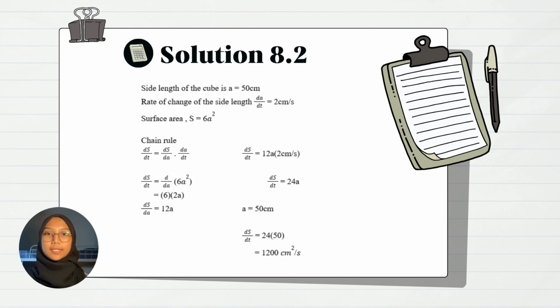The question is, an engineer is tasked with designing a cube-shaped satellite where all faces are covered with solar panels to maximize energy absorption. The satellite sides are expanding at a rate of 2 cm per second due to exposure to solar radiation. The surface area of the cube is given by S equal to 6A squared, where A is the length of a side of the cube.